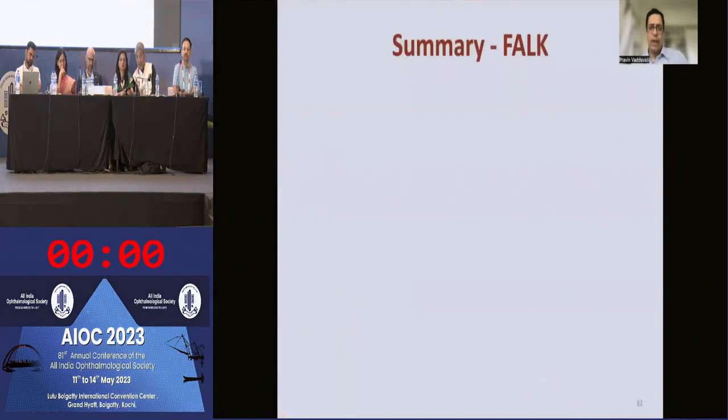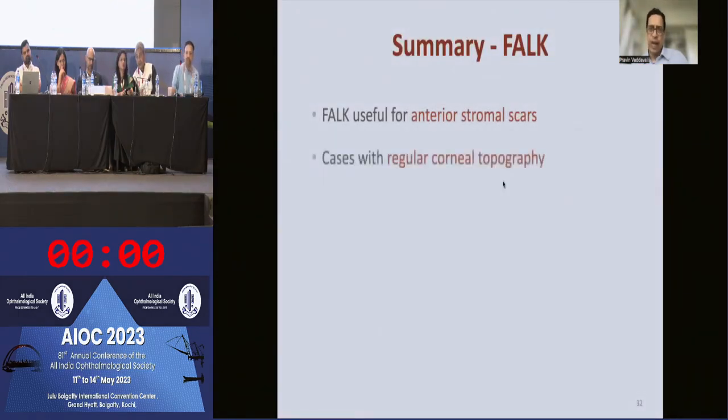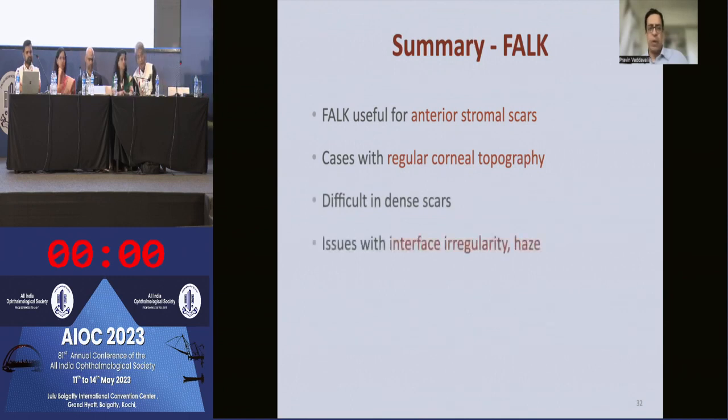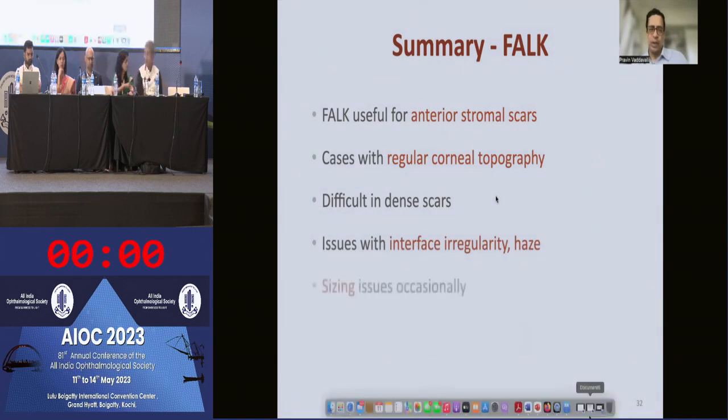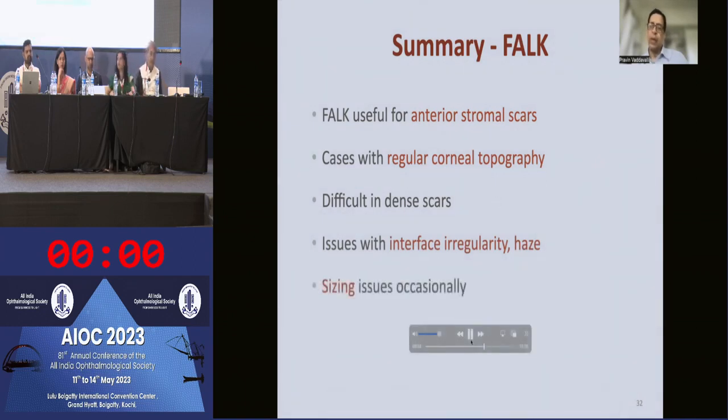So FALK, to summarize, is a great option in anterior stromal scars and in lesions that have regular corneal topography. If you have denser opacities, it's a little more difficult to do, and you will have issues with interface irregularity and sometimes residual haze as well. Very occasionally, you might have sizing issues, but the majority of times this can be a sutureless surgery. The biggest advantage of FALK is that you have early visual rehabilitation.